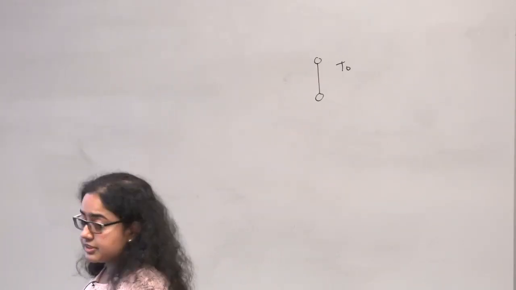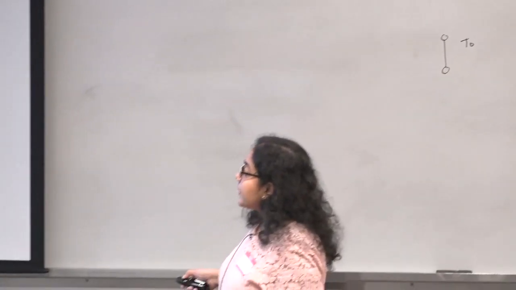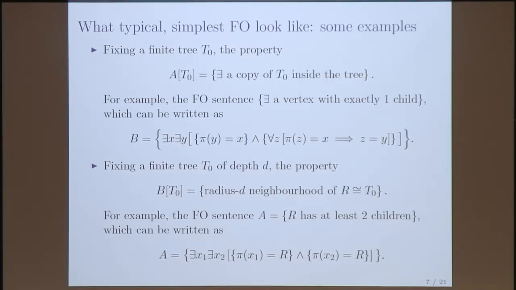There exists a vertex x, there exists a vertex y, such that x is the parent of y, and this part states that the only child of x is y. So for any other child z of x, z must equal y. This is a first-order sentence, and hopefully that gives you an idea. And if you notice, you're talking about quantifications over vertices, but not subsets of vertices.